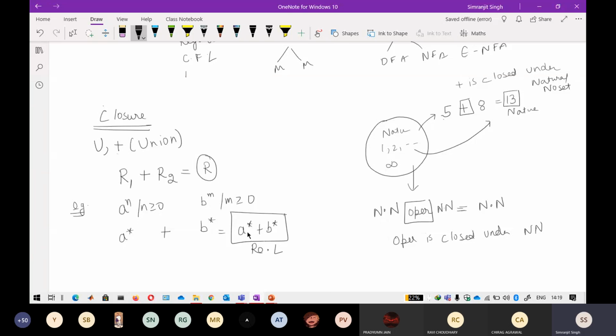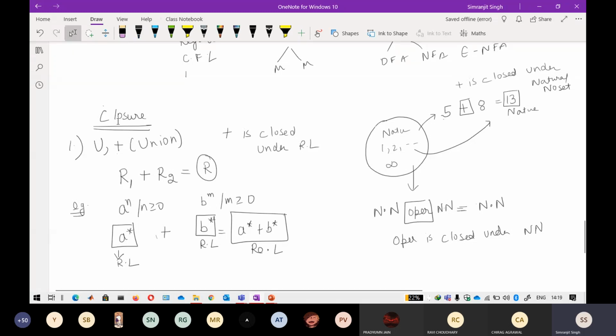Now this one is again a regular language, because this is also a regular expression, and you can draw the automata of this pretty easily. Individually this is a regular language, individually this is also a regular language, and when I apply a plus here, it becomes this one, which is also a regular language. So I can say that this plus is closed under regular languages. That is the procedure to identify this. I hope you understand that one.